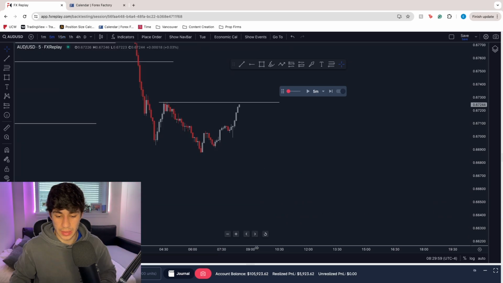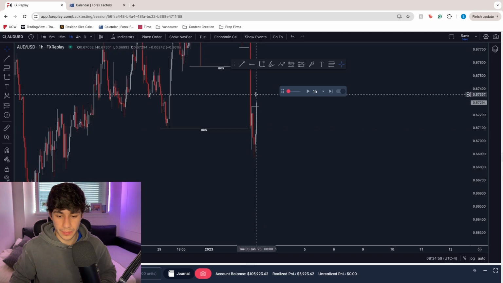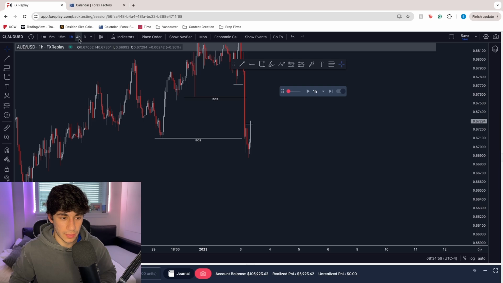So it looks like it's gonna do a break of structure. So that's the break of structure there. What time is it? So it's 8 a.m. New York time. It's fine. Let's see how it looks in the 4-hour.